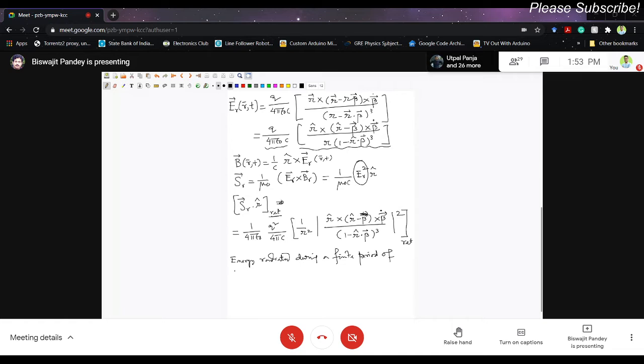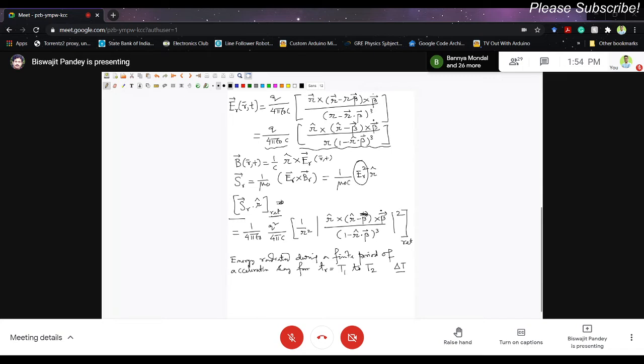So suppose the particle is accelerating for a brief period of time, from tr equal to capital T1 to capital T2. This is a brief interval of time, maybe delta T. Within that time interval, how much energy is radiated by the accelerated point charge, that we want to calculate. Now, how to calculate that?